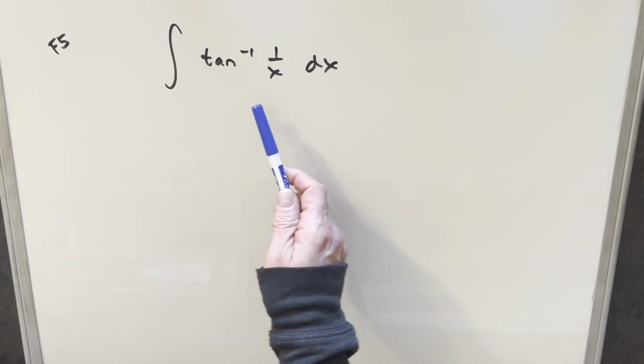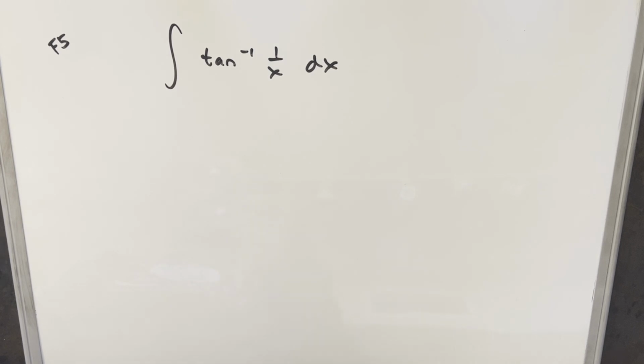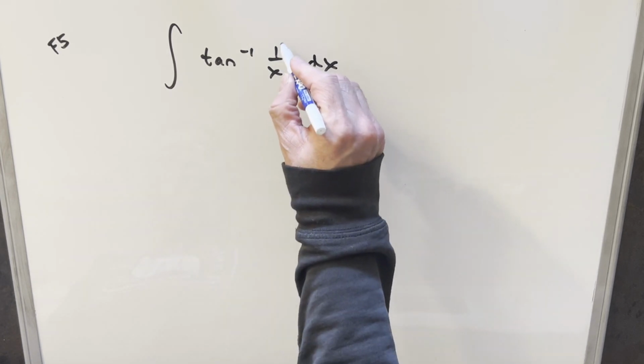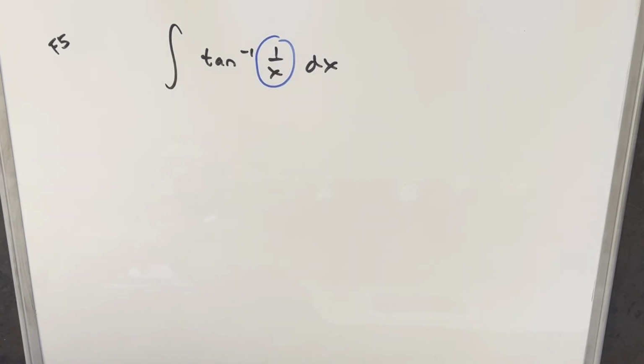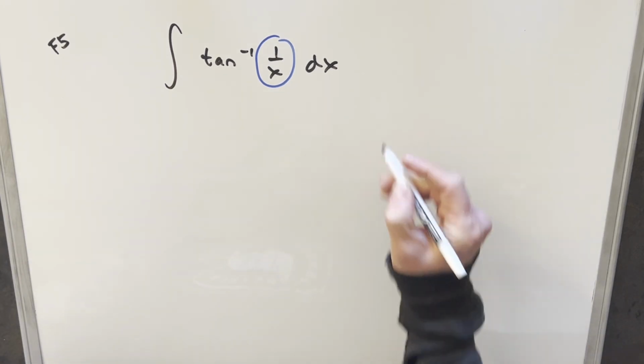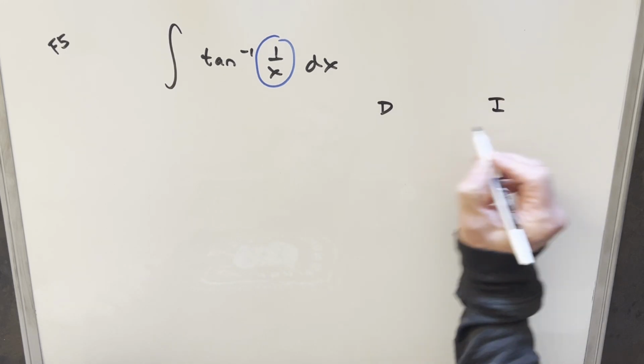Now, the way we handle this, if this was just arctan of x, is just integration by parts. We have a little variation here because we've got 1 over x as the output. But I'm not even going to worry about that right now. Let's just go right to integration by parts, just as if it was arctan of x. So what I'll do is the DI method, or tabular integration.